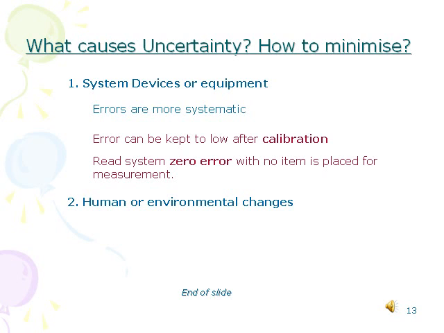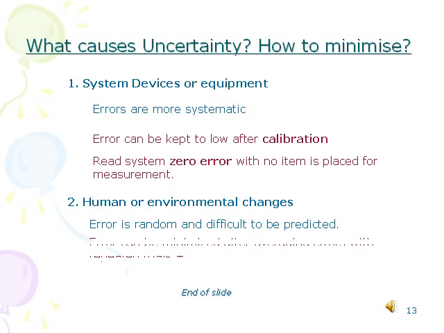If the uncertainty is caused by humans or environmental changes, then it is very difficult to predict, so you repeat the experiment and take the average value.